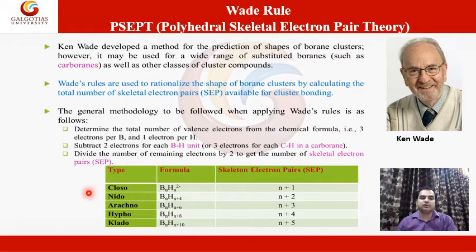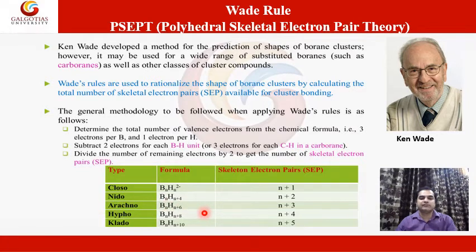Suppose we have a closo structure, that is formula BnHn 2 minus, and skeletal electron pairs SEP equal to n plus 1, then that cluster will be in the category of closo class. Similarly, if we have nido class, that is BnHn plus 4, and we get the value n plus 2 SEP, then that will come into the category of nido class. If we have general formula BnHn plus 6 and we get n plus 3 electron pairs, then we can say that it comes under the class of arachno.